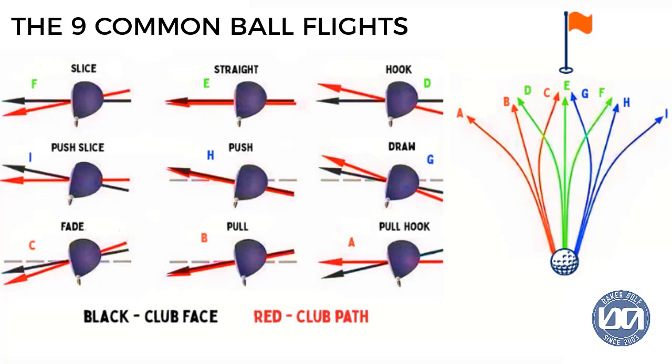Right, let's have a look at the 9 different ball flights. As you can see, on the right hand side of this diagram are the shapes of the different ball flights, and on the left hand side we have the causes.